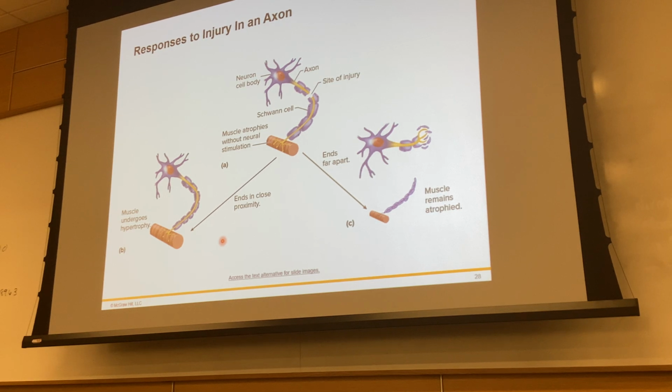Here is the picture again. Now this is either a neuron or a nerve. There's injury right there, and distal to the injury, right here, it starts to atrophy. That atrophy, if it's not complete, can be repaired and it can reattach. If it is complete, then it's not going to happen.